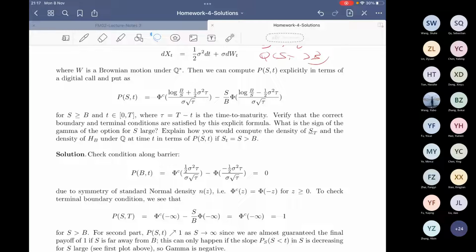So phi C of Z for Z greater than 0 is equal to phi of minus Z. It's just something that comes out from the symmetry of the normal distribution.